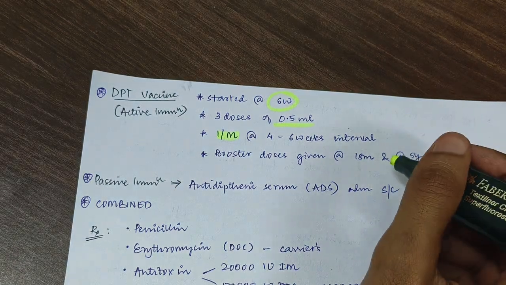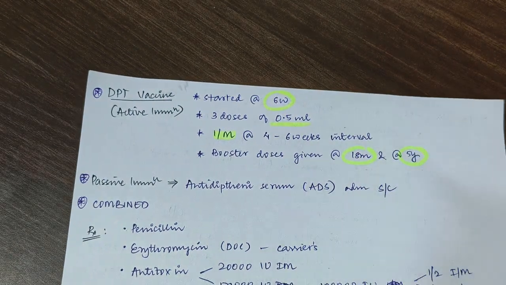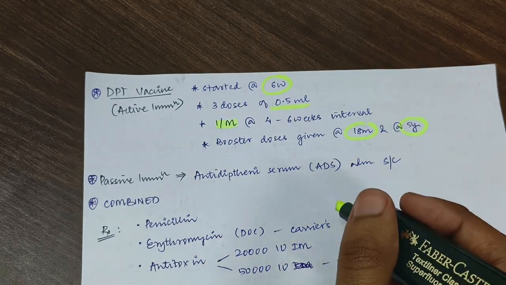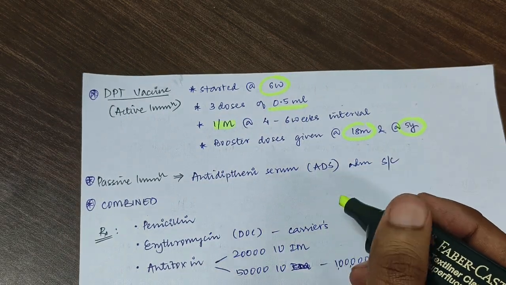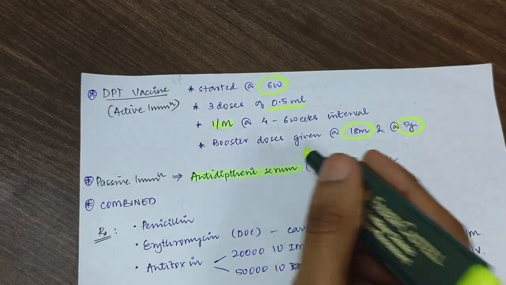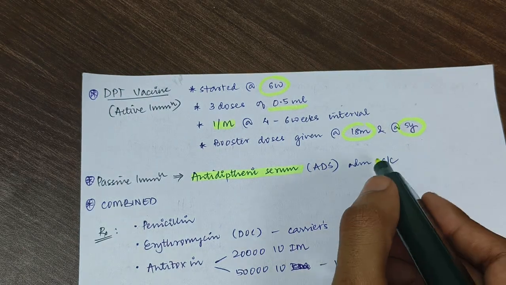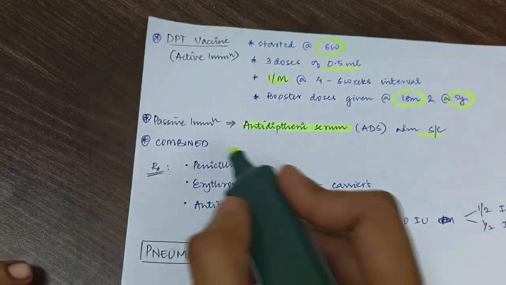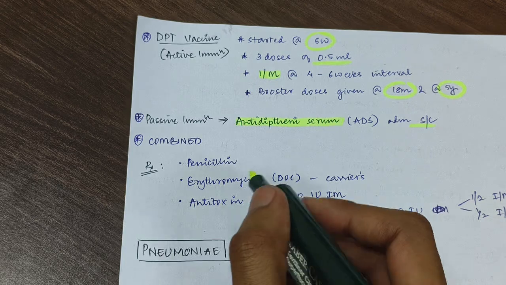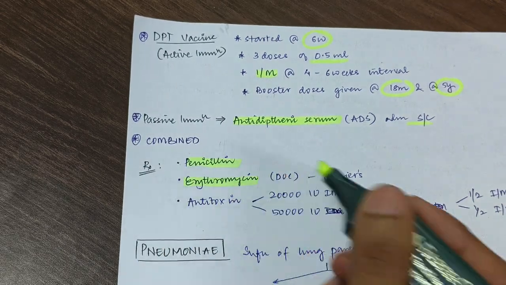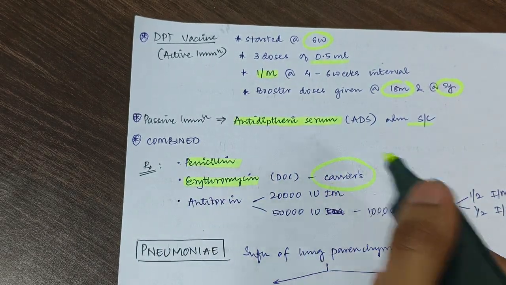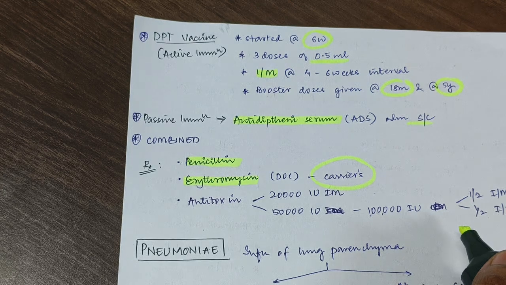Booster doses are given at 18 months and 5 years. The passive immunization is mainly antidiphtheric serum, which is administered subcutaneously. Combined can also be used, whereas the treatment is penicillin, erythromycin being the drug of choice for carriers. For carriers, you are going to use the erythromycin.